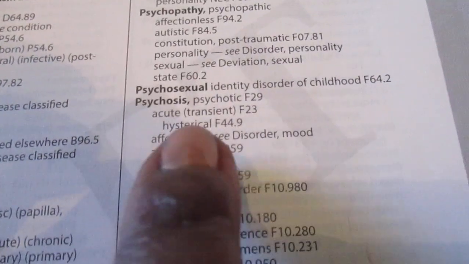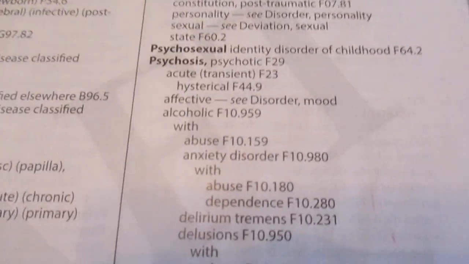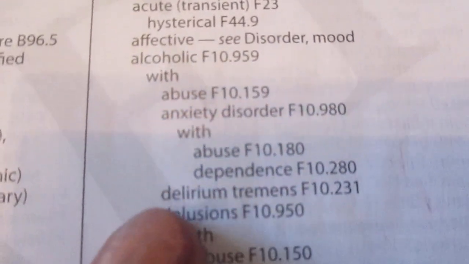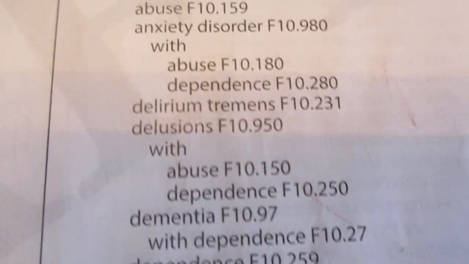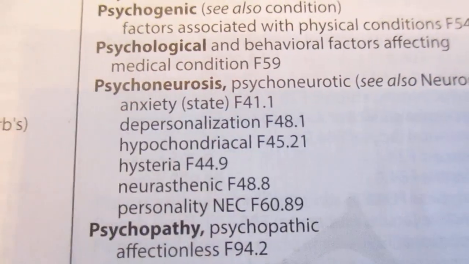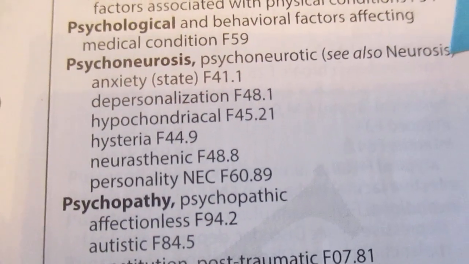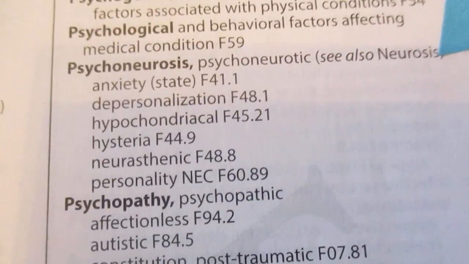Look under psychosis. Okay, we're at psychosis. If I have neurasthenic, alphabetical order. Oh, don't see it. Psychosis. Psychoneurosis. Okay, I need to go to psychoneurosis. Here it is right here. Let me put you there. There goes psychoneurosis.